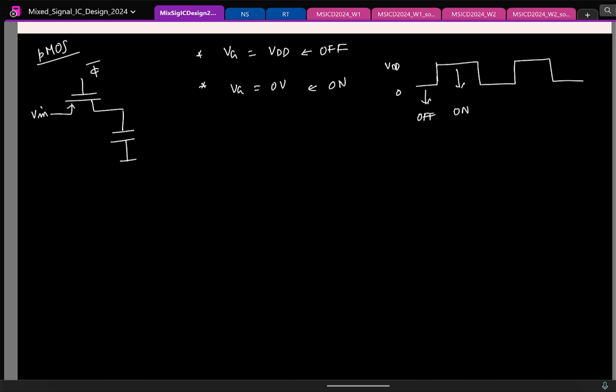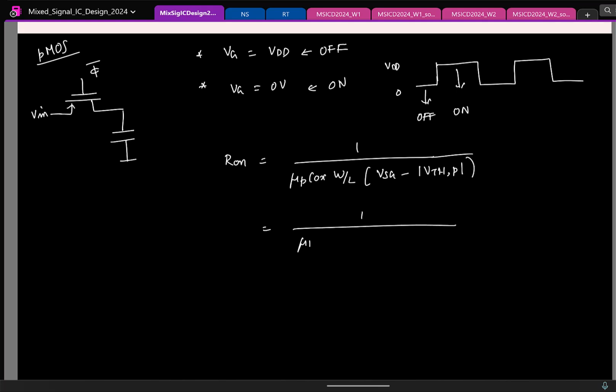Otherwise it's the same thing. So you can again find the on resistance. It will be mu_p C_ox W by L into source to gate voltage minus the threshold voltage. Same thing, nothing changes, only the gate to source flips as source to gate. So here when the switch is on, what is the source voltage? V_in. Gate? When the switch is on, the gate is 0. So this basically reduces to this.